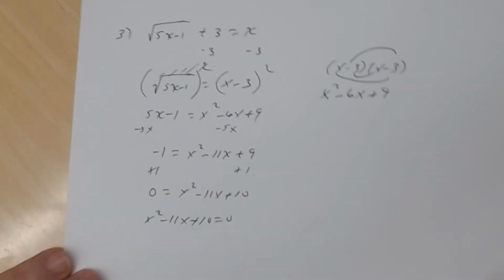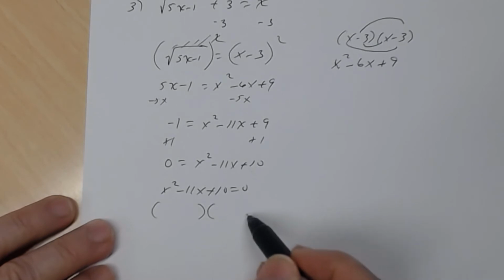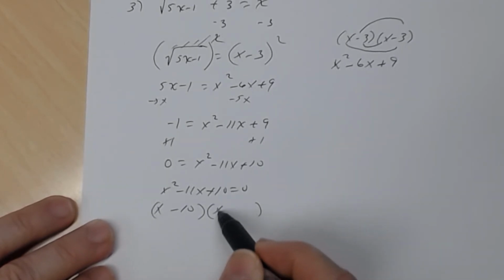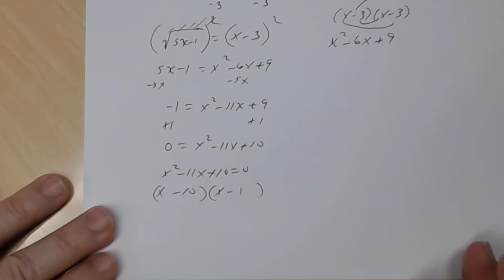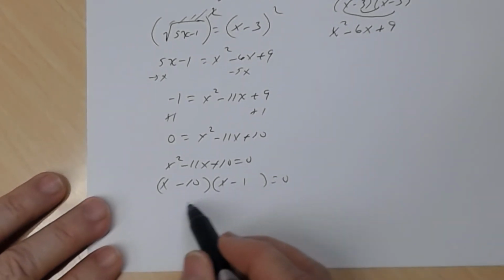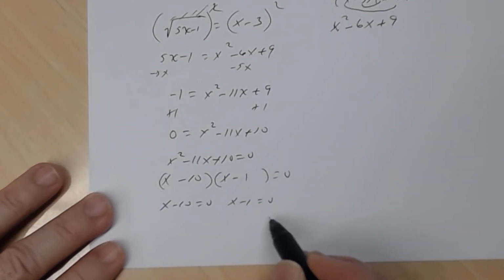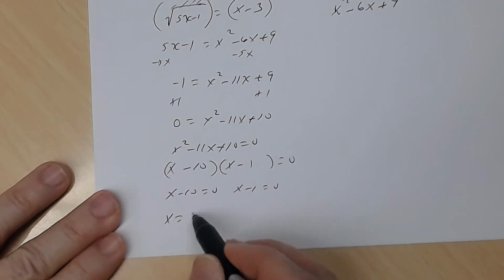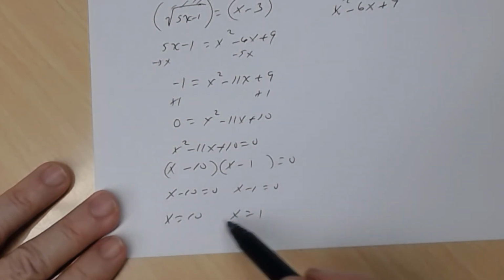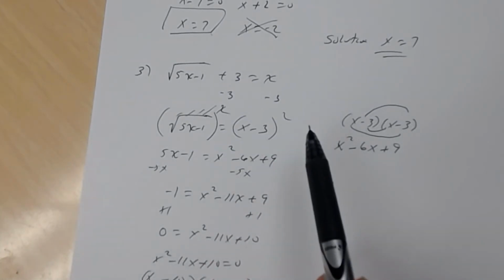It doesn't matter. All right, so let's factor this. So when we factor this, I get x minus 10, x minus 1. x minus 10, x minus 1 equals 0. And then I set each factor equal to 0. And so I solve each linear equation. So I get x to be 10, x to be 1. All right, so I've got to check those because remember I raised both sides to an even power. Whenever you do that, you could introduce extraneous roots.